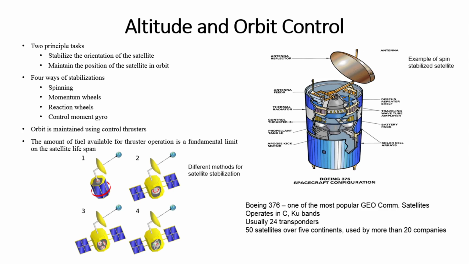Here there are the different parts: the reflector antenna, after that antenna feed, thermal radiator, control thruster, apogee kick motor, solar cell array, battery pack, traveling wave tube amplifier, despun repeater shelf. Boeing 376 is one of the most popular GEO communication satellites. Operates in C and Ku bands, usually 24 transponders, 50 satellites over 5 continents, used by more than 20 companies.